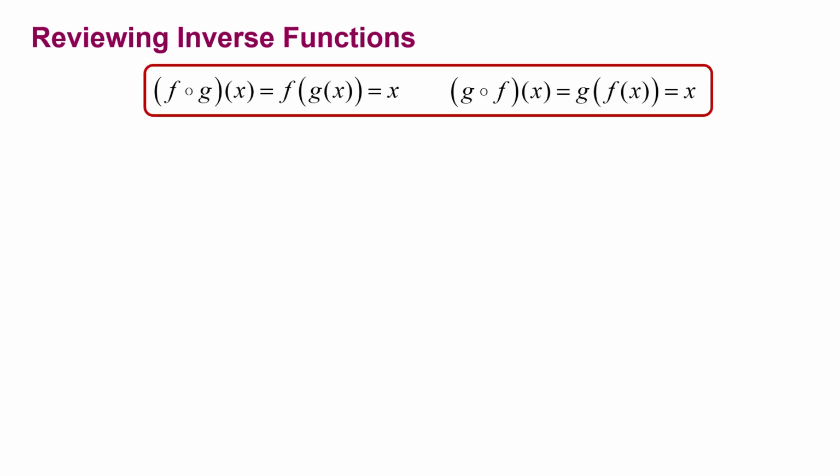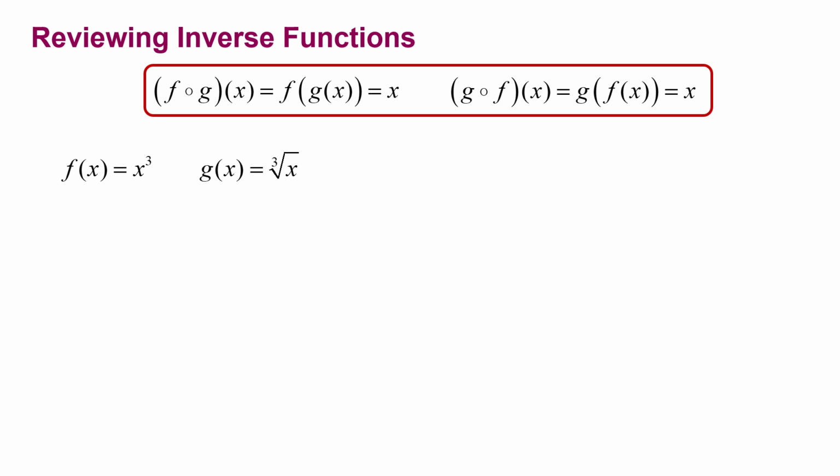Two functions f of x and g of x are inverses if and only if f composed with g equals x and g composed with f equals x. To illustrate this, let's use a specific example. We know that the cube function and the cube root function are inverses of each other.